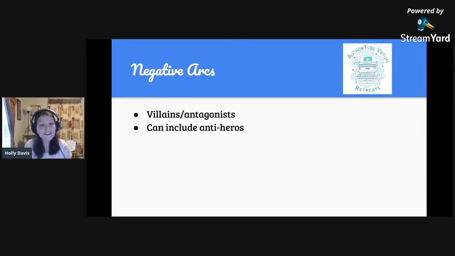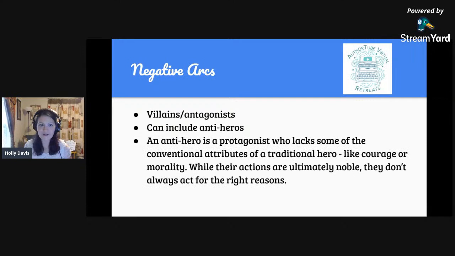And so negative arcs can include anti-heroes. An anti-hero is a protagonist who lacks some of the conventional attributes of a traditional hero, like courage or morality. So while their actions are ultimately noble, they don't always act for the right reasons. These are the people that a lot of people like. I love anti-heroes because it's that morally gray character that we like. For example, an anti-hero might save someone from a dangerous situation because it furthers their interests, not because they actually care about helping that person.